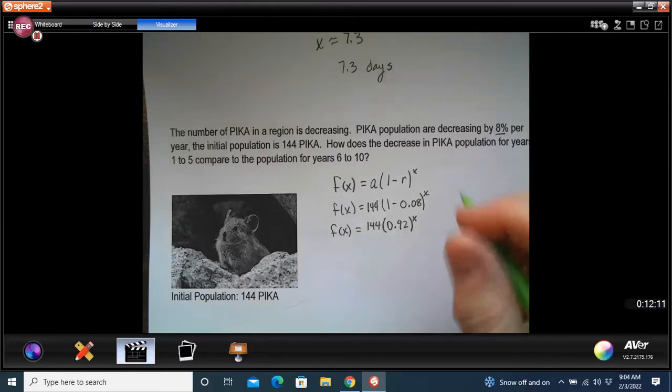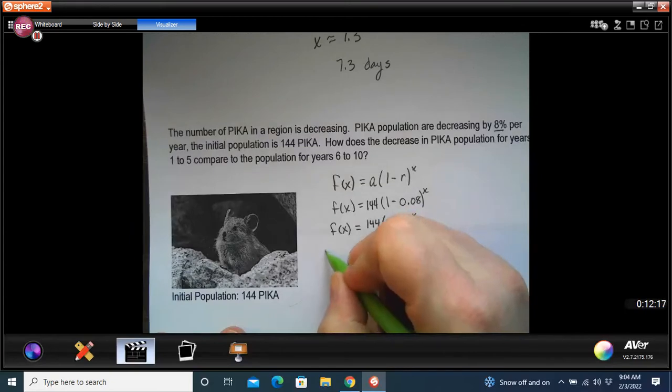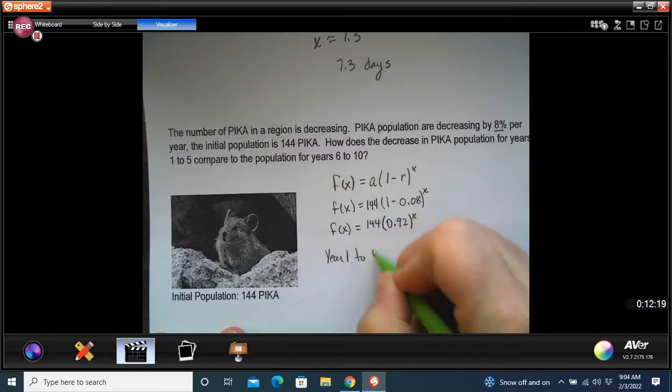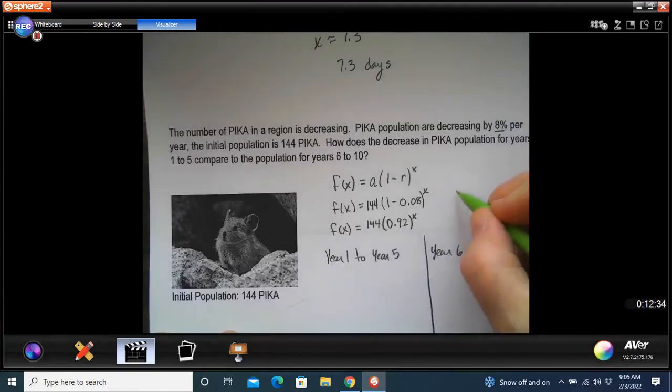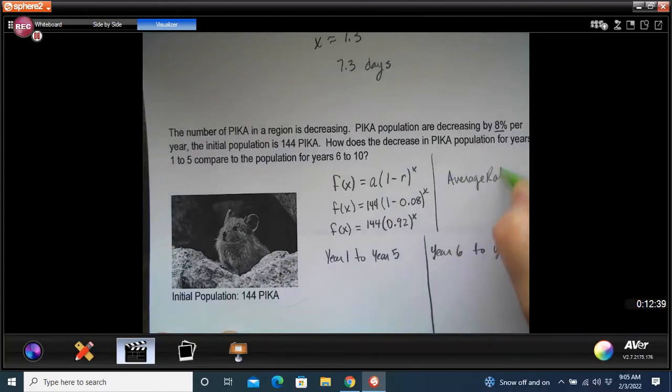Basically we want to compare year 1 to year 5 with year 6 to year 10. And what they're actually talking about here is the average rate of change. Whenever we see average rate of change, we know that we're talking about slope.